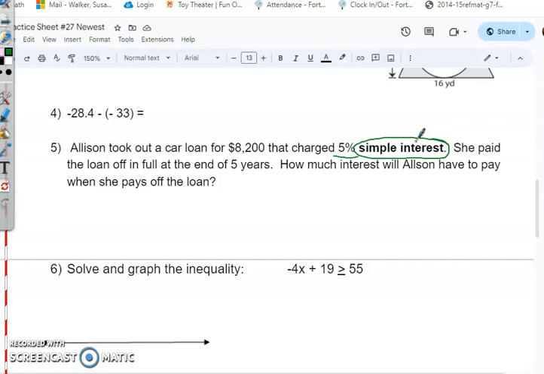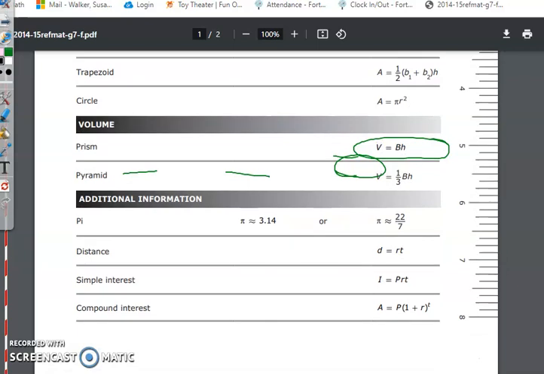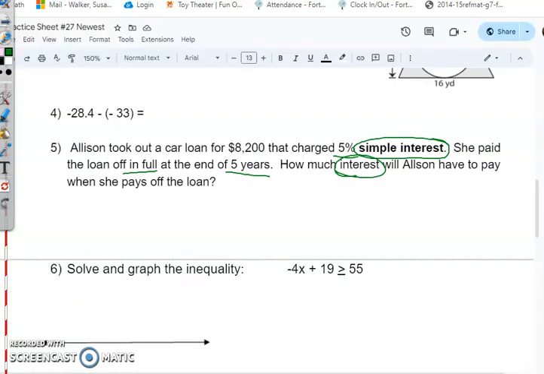She paid the loan off in full at the end of 5 years. But the question says, even though this says in full, the question says how much interest will she have to pay when she pays off the loan? Just the interest, okay? So when it says simple interest, we go to our formula chart. Simple interest, I equals PRT, I party, okay?